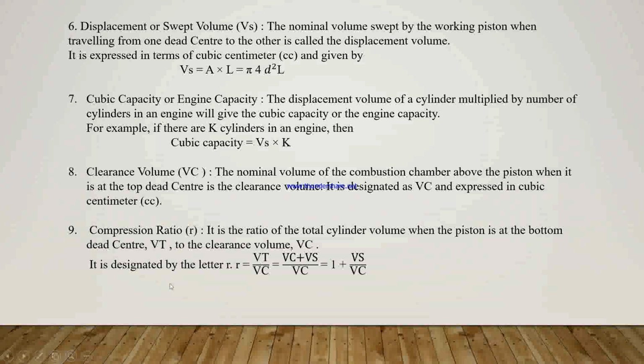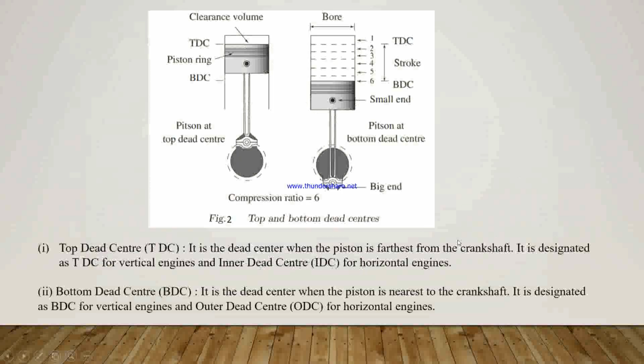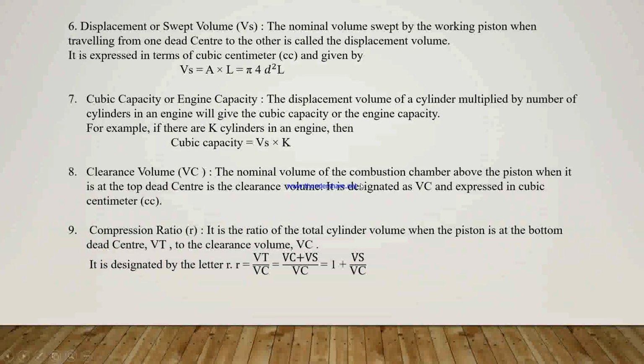And last is the compression ratio. It is denoted by small r, the ratio of total cylinder volume when the piston is at the bottom dead center to the clearance volume. Here in this figure we can see the compression ratio is equal to 6. And compression ratio r is equal to 1 plus Vs divided by Vc.